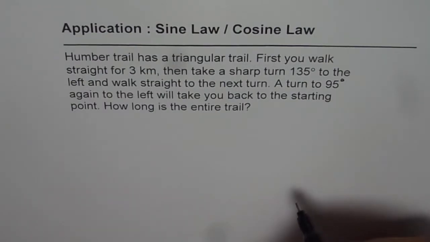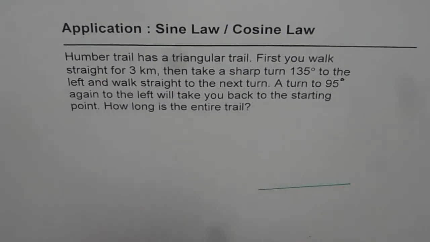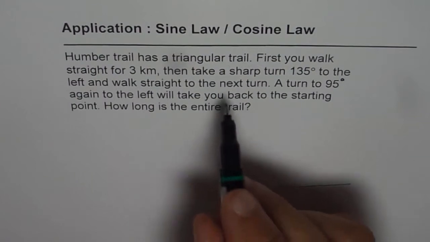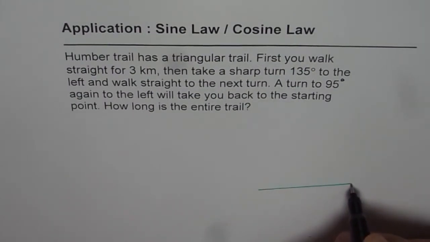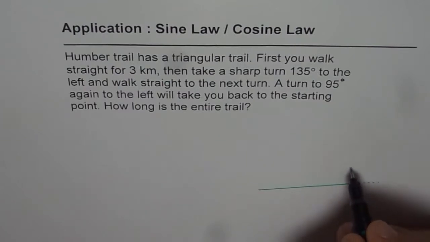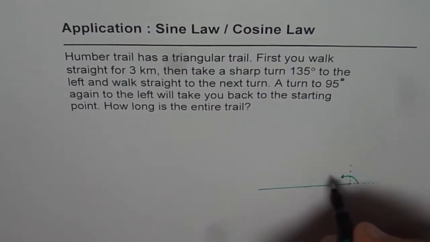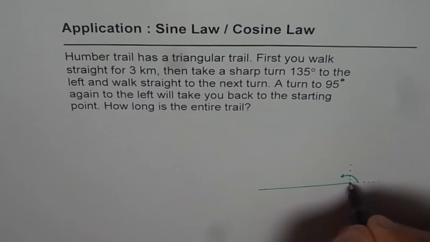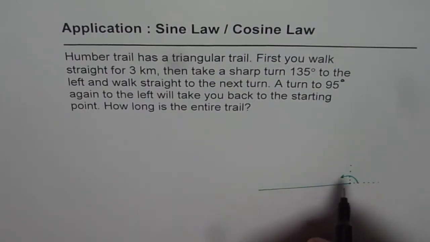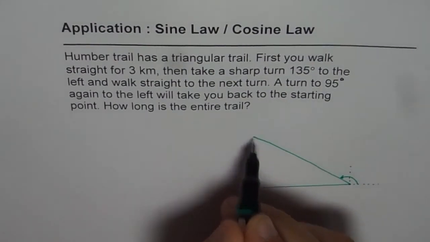Okay, let's first sketch it. Let's say this is straight 3 kilometers. And then you take a sharp turn of 135. What does it mean? You would have gone like this, right? 135 means more than 90, 90 plus 45. Kind of like this, right? So that is the sharp turn. And then you walk further. Let's say you walk like this, right?